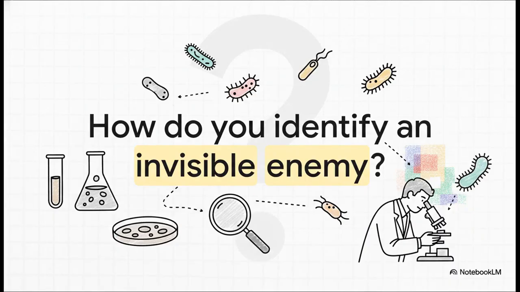I mean, this is the big question, right? How do you identify an enemy you literally can't see? When a patient is sick, a scientist gets a sample, and it might look like, well, nothing. So, how do they go from that to pinpointing the exact microscopic troublemaker causing all the problems? It's probably the most critical first step there is in fighting an infection.